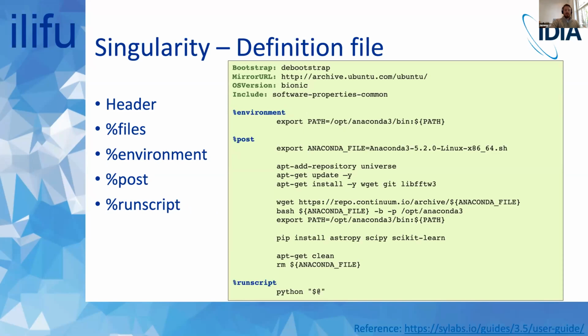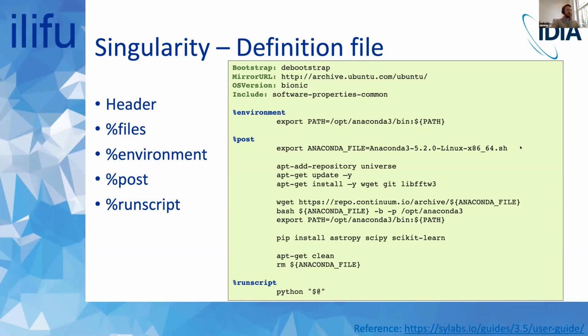So here is the definition file as a single file. In full, you can see the header, the environment, post, and run script. I just want to point out that the environment section isn't called prior to setup. So any environment variables that need to be set up during the post stage must be included in the post section. That is why you can see the export path to Anaconda is also repeated prior to using Python from Anaconda to install. So that's just one thing to keep in mind when building a container.